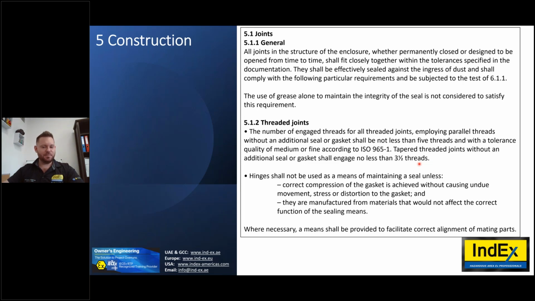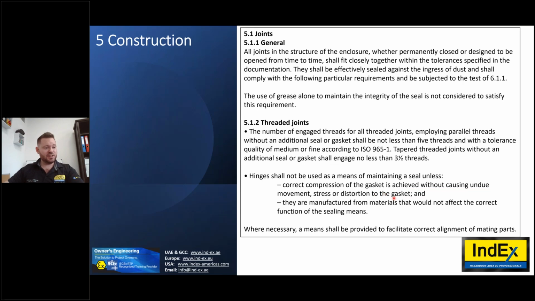Tapered threads, the same. So if you're thinking of using a conduit system, be advised that the use of grease or tape or an IP washer is considered not needed as per this clause, as well as 60079-14, clause 10. Now, hinges shall not be used as a means of maintaining a seal unless the correct compression of a gasket is achieved without undue movement, stress, or distortion of the gasket.